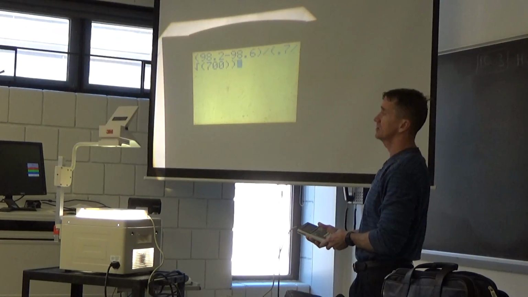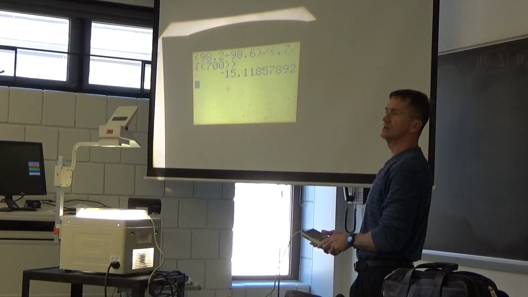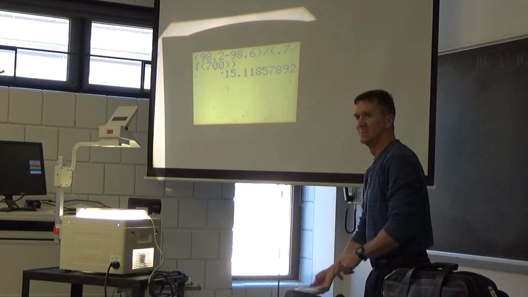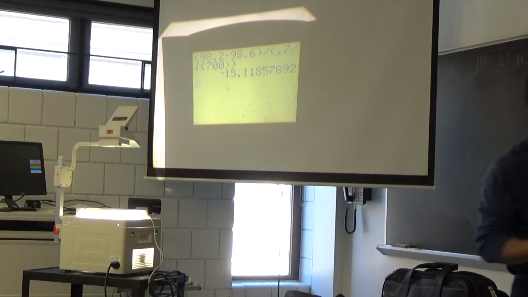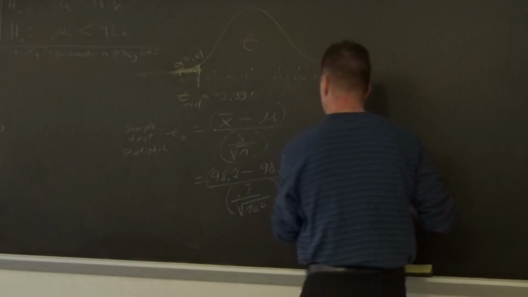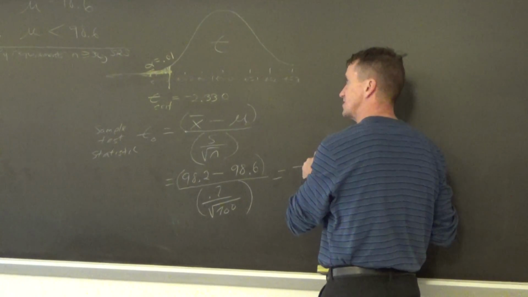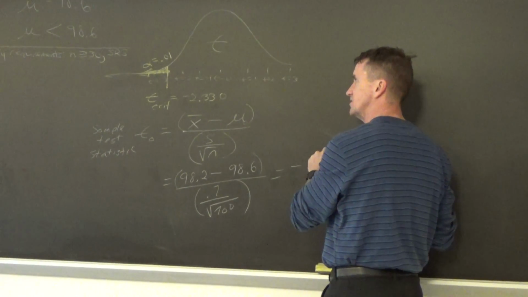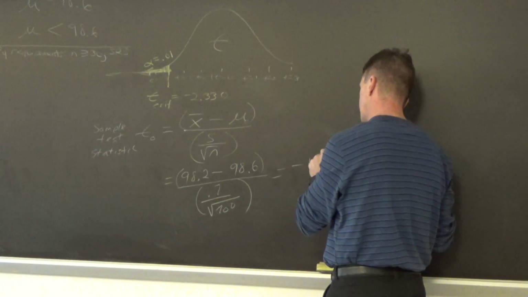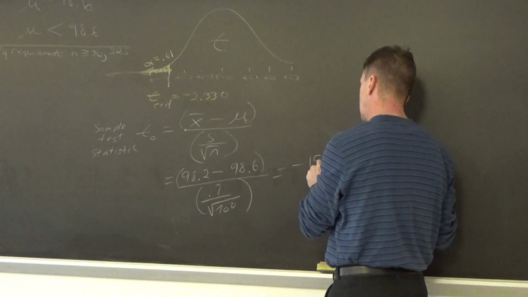Should be a negative answer, as we know, and that could be the craziest z-score or t-score we've seen in this class yet. But I'm going to write that down, okay? I did it all at once. If that's too much for you, there's nothing wrong with doing these in 2 steps, okay? And I'm just going to put negative 15.1.